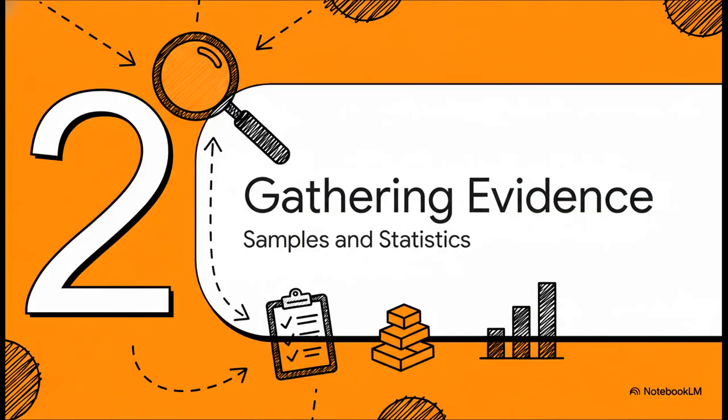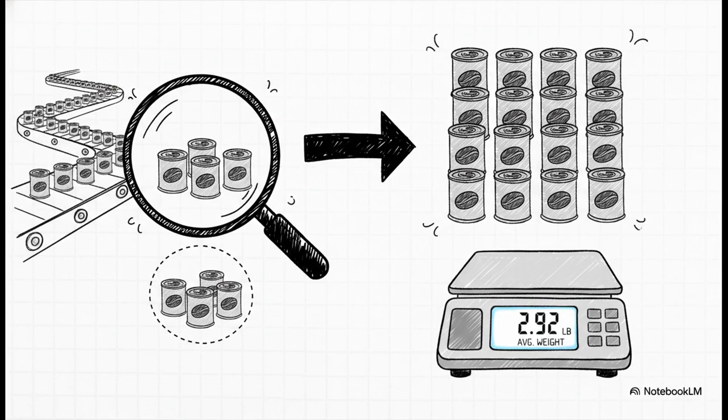With our suspects all lined up, it's time to move to the next phase of the investigation. We need to go out and gather some solid evidence. Now, obviously, we can't go out and weigh every single can of Hilltop coffee that's ever been made. That's impossible. So we do the next best thing. We take a random sample. For this case, let's say we gathered 36 cans. We weigh them all, and what do we find? The evidence is in. The average weight of our sample is 2.92 pounds.